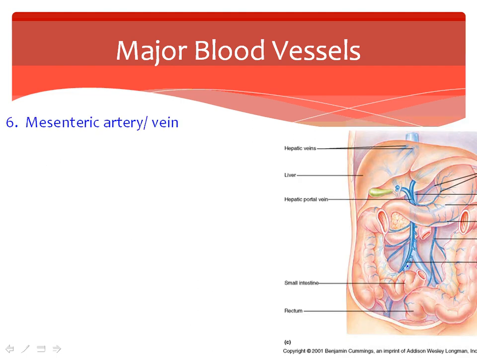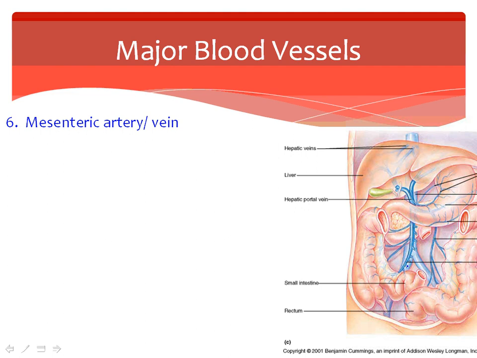Now we get into some in the digestive system. So we've already talked about the digestive system, and we talked about how there's a big blood supply there. All those little villi and microvilli have blood supply. So there's a couple in here that service all the different parts of your digestive system.